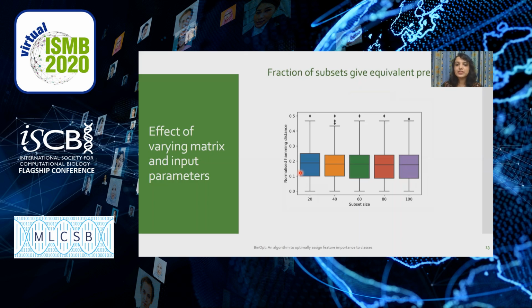Similarly, when we look at the percentage of subsets given as input to the algorithm, where 100 denotes all possible subsets given as input and 20 represents 20% of the subsets, again, we see that it doesn't seem to have a significant effect on the prediction. And this is especially important because in real world problems, we might not always have all possible subsets, but we might only have a fraction of subsets. And what this shows is that we can still predict the matrix given a fraction of subsets.